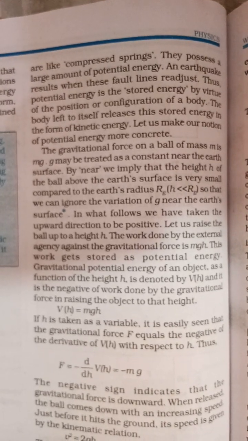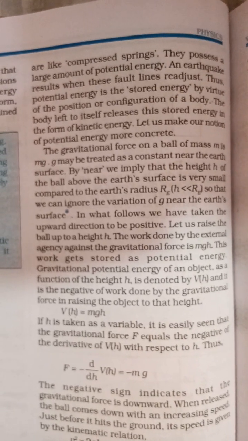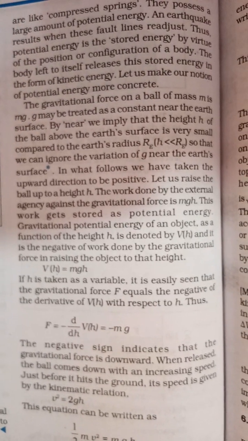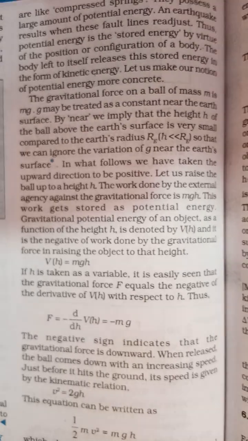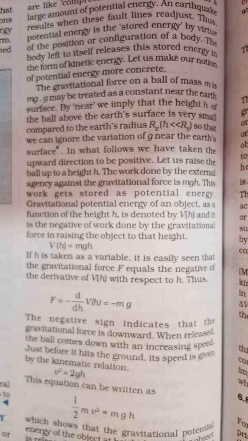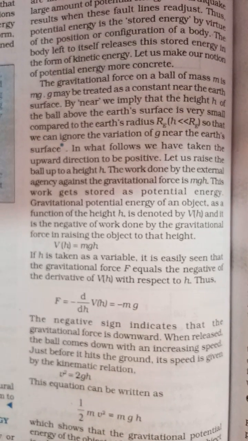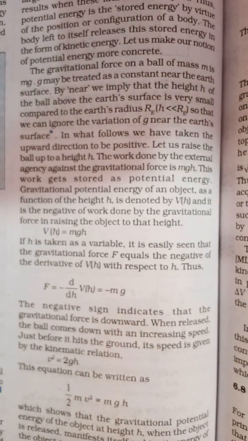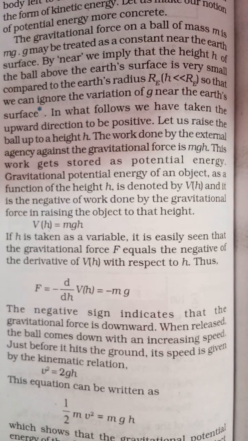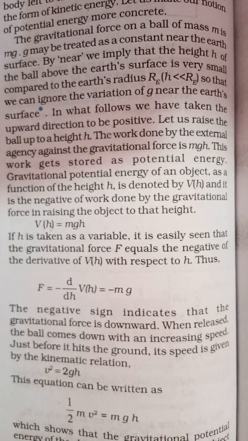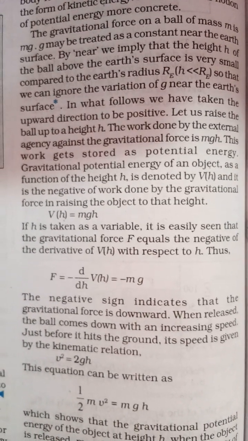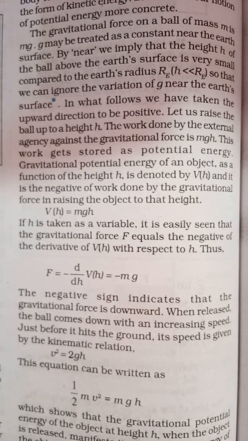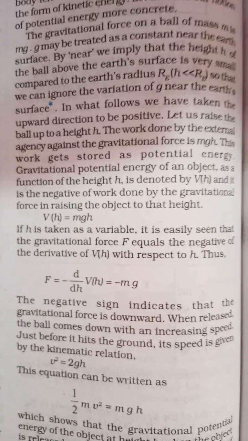Let's make our notion of potential energy more concrete. The gravitational force on a ball of mass m, mg, may be treated as constant near the Earth's surface. By near, we imply that the height h of the ball above the Earth's surface is very small compared to the Earth's radius Re, that is h is much less than Re, so that we can ignore the variation of g near the Earth's surface. In what follows, we have taken the upward direction to be positive.